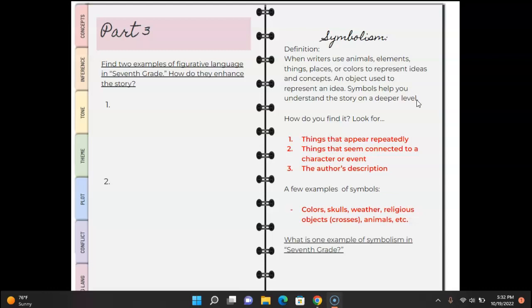So your last thing that you need to fill in for this field guide is what is one example of symbolism in 7th grade. So look back at your 7th grade story, see if you can find a symbol, right? Remember to look for things that appear repeatedly, things that seem connected to a character or event, or the author's description, and see if you can find a symbol in 7th grade.